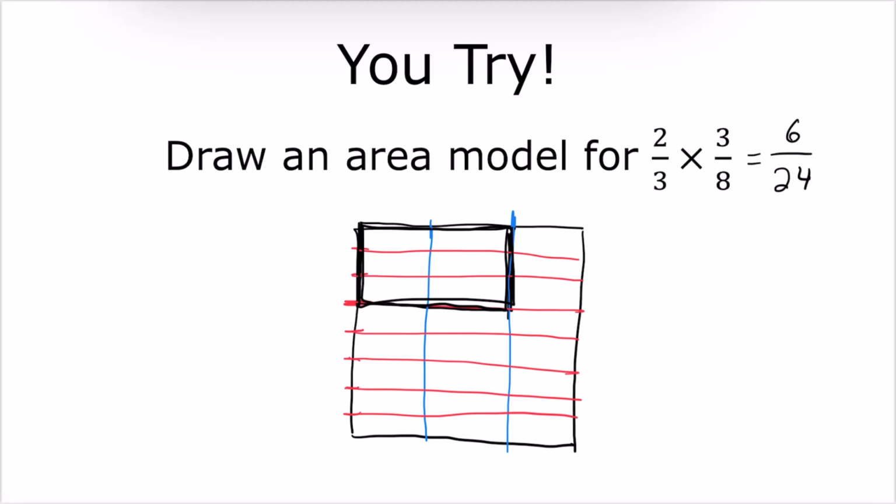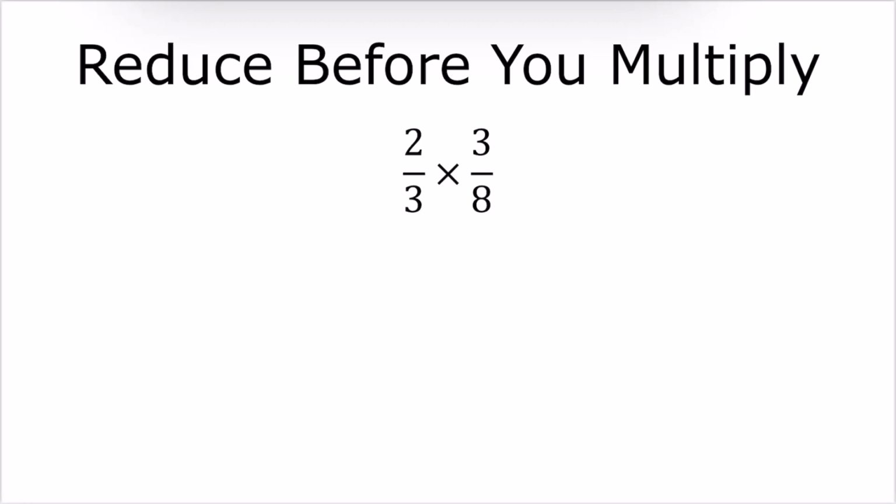And that can actually be reduced because both 6 and 24 have a common factor of 6. And so I could reduce that to be 1/4. And this brings us to a trick that you can use to make it easier to multiply fractions. Because when you multiply fractions, you multiply the numerators together and the denominators. So like you do 2 times 3 and 3 times 8.